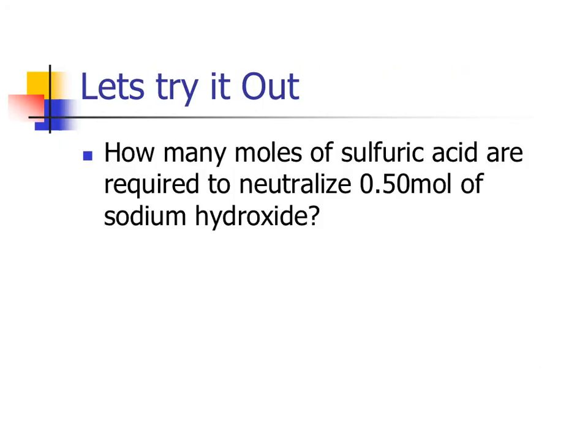So let's start looking at some of the stoichiometry, and when these might take place. As you might guess, many of these are going to require us to have multiple equations, but we're going to start off with a simple one right off the go. It says, how many moles of sulfuric acid are required to neutralize 0.5 moles of sodium hydroxide?